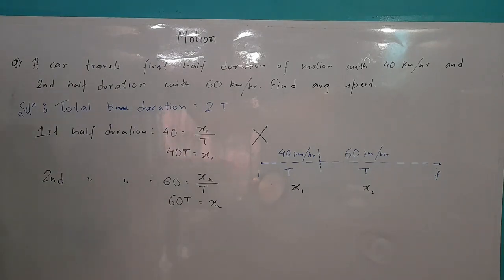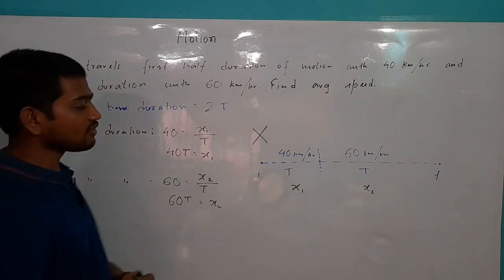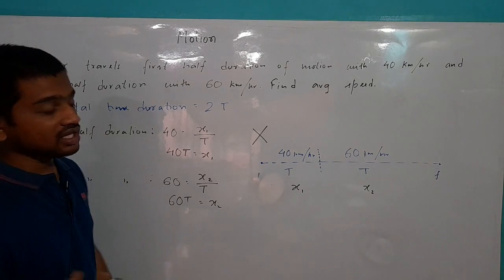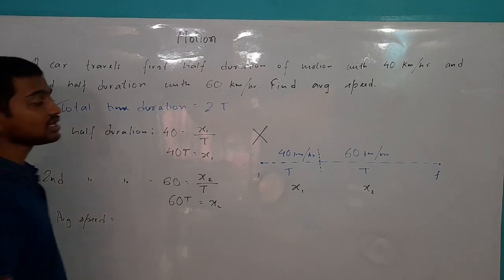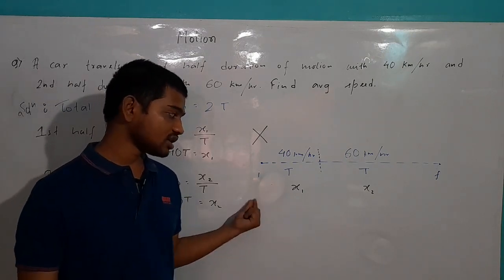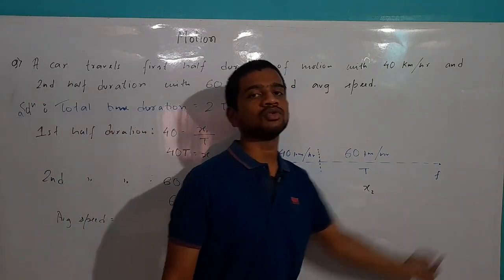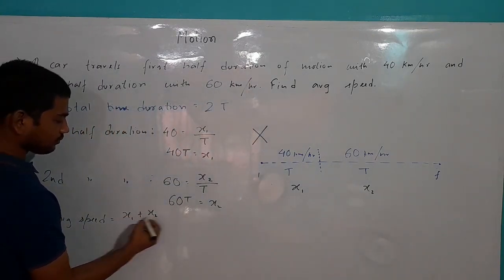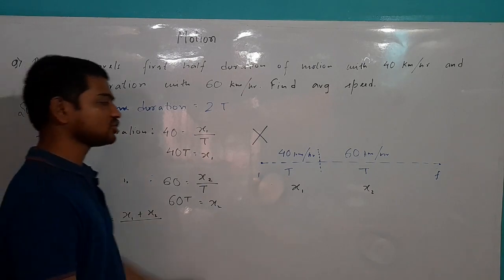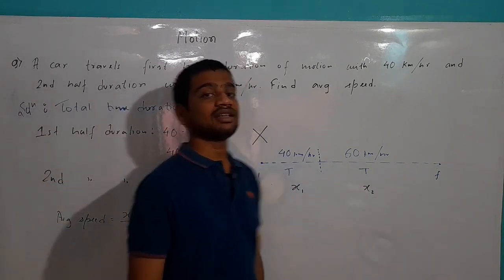First of all, it will be good if you write things down. Next is, what do you have to find? You have to find the average speed. Okay, so average speed is equal to total distance by total time. Now what is total distance? X1 plus X2. What is the total time duration of motion? T plus T, that is twice T.